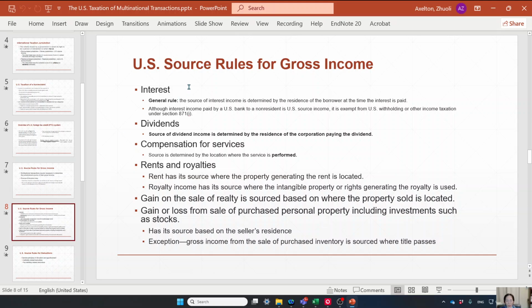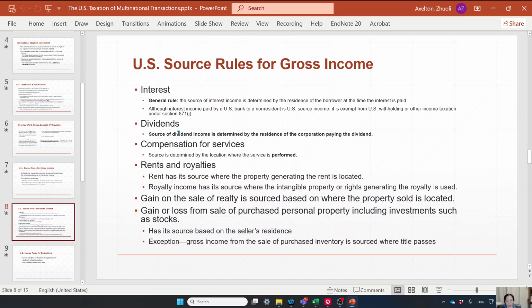And what are the source rules for gross income? Depending on the types of income. For interest, the general rule is the source of interest income is determined by the residence of the borrower at the time of interest paid. Although interest income paid by a U.S. bank to a non-resident is U.S. source income, it is exempt from U.S. withholding or other income taxation under Section 871(i).